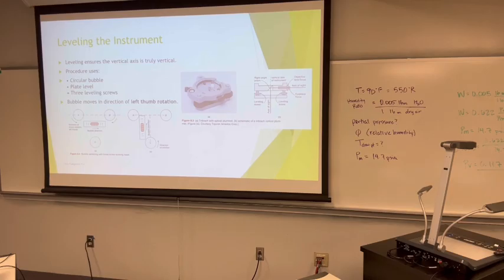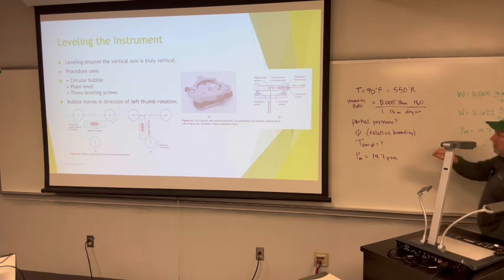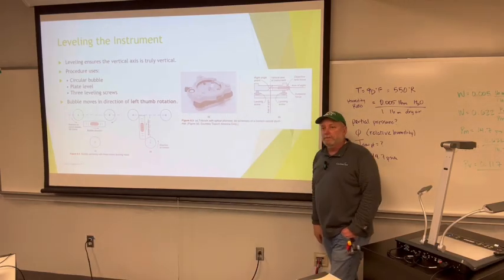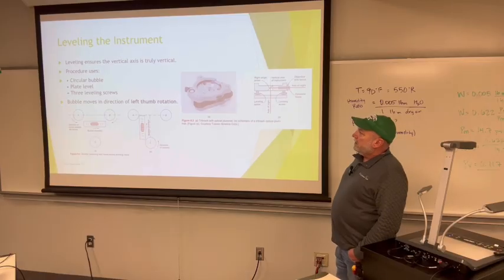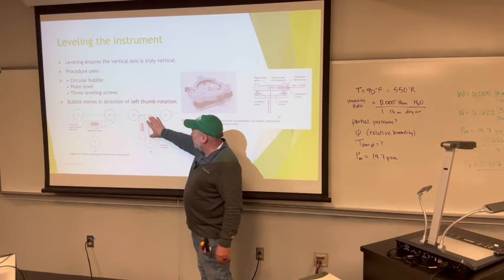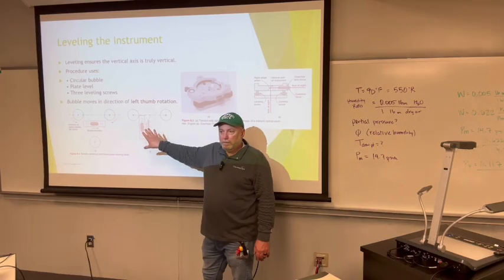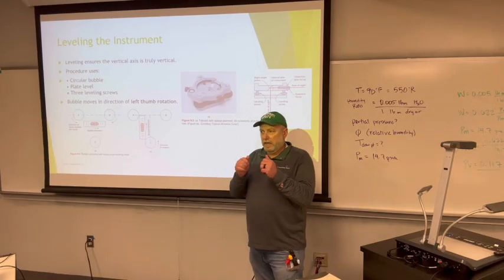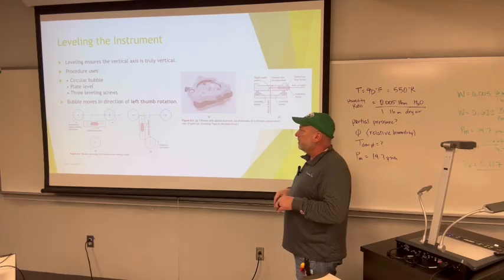So leveling up the instrument ensures that the vertical axis is truly vertical. In this procedure, we have the circular bubble, little bullseye bubble, if you will. That's usually sitting on the side of the tribrach. That's going to be used for that rough leveling. There's the plate level. When you actually set up the instrument, you have a level vial, if you will. That will be used for getting it leveled really precisely.